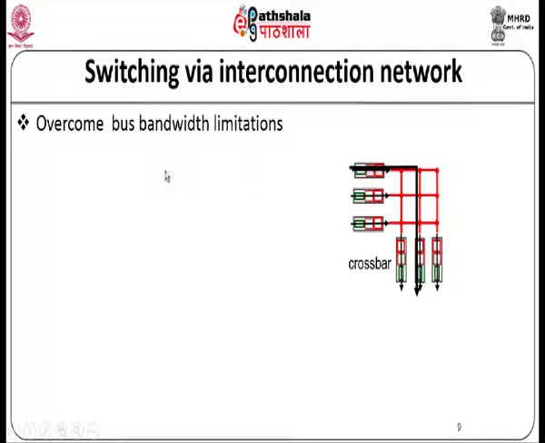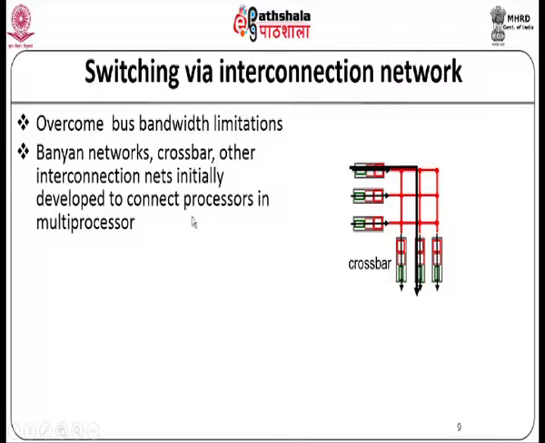So, the idea here is that we want to overcome the bus bandwidth limitations. So, we have various interconnection networks like Banyan networks, crossbar and so on. In fact, many of these interconnection networks were initially developed to connect processors in a multiprocessor system. So, many of these have been adopted and adapted for the switches in routers, and they provide dedicated or fast connections between inputs and outputs, and they are also normally programmable. They are called programmable interconnection networks or programmable switches. So, you can program these switches to provide the required input port to output port switching.